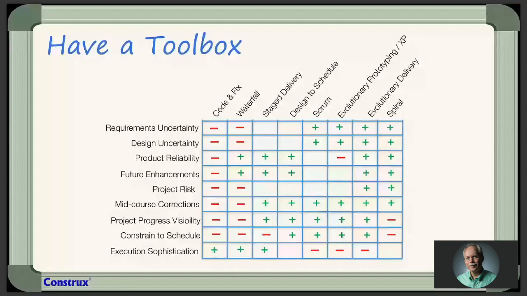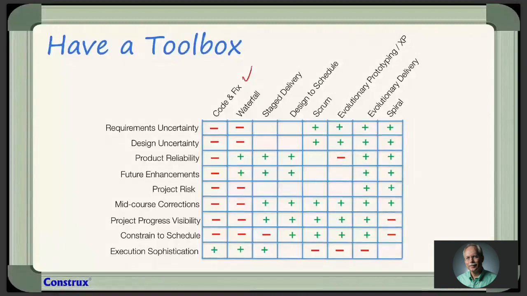If I'm doing a rapid prototype, code and fix might be the right thing. I don't need to worry about these other things. How uncertain are my requirements and my design? How reliable a product do I really need to make? How enhanceable is this product going to be in the future? How do I deal with project risk? How do I deal with the idea that people want to change directions? How visible is my work product? How am I able to constrain to a schedule? And how smart, how sophisticated do I need to be to run it?